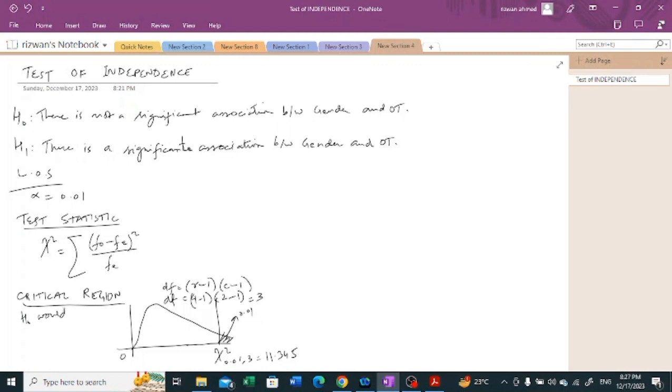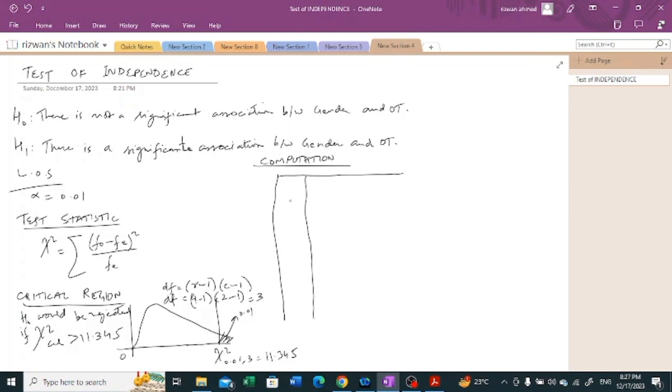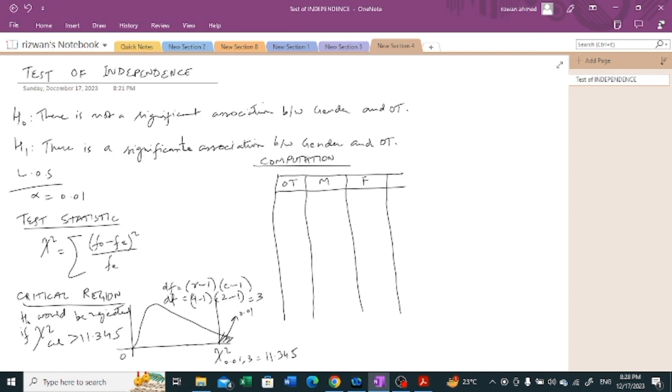H naught would be rejected if chi-square calculated exceeds 11.345. Now we go for computation, and in computation we need to draw the entire table in this way. We have OT or occupation types here, gender male and female here, and the total of each row we can tally here.